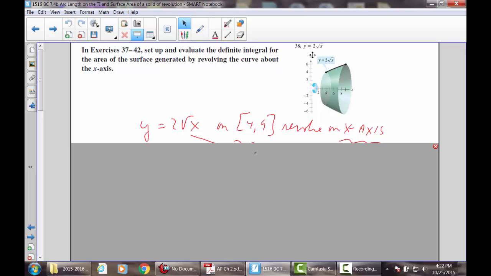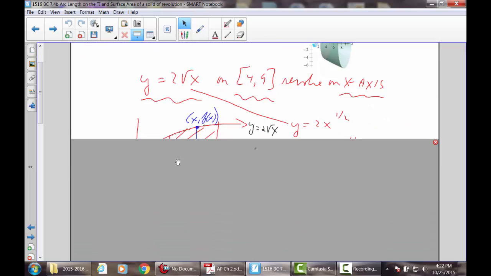So you have the function y equals 2 root x. Set up and evaluate the definite integral for the area of the surface generated by revolving the curve about the x-axis. Remember, that x-axis has nothing to do with whether we do it in x's or y's. That's going to come into play later. Okay, so here's our formula.